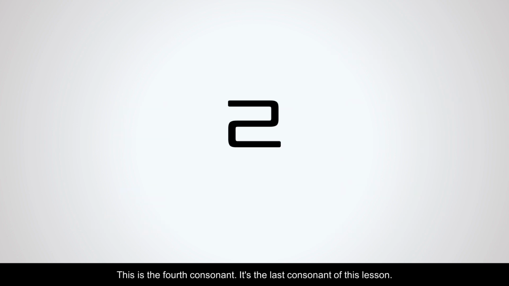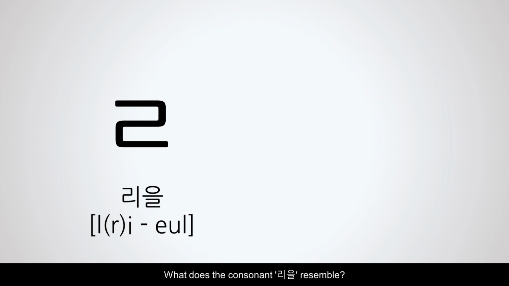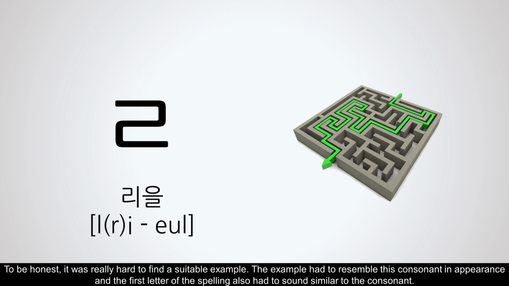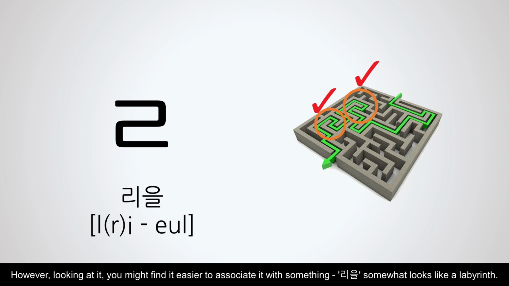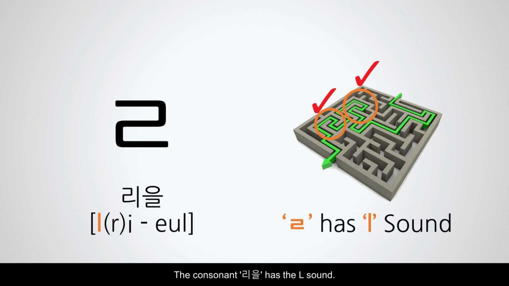This is the fourth consonant. It's the last consonant of this lesson. The name of this consonant is 리을. What does the consonant reul resemble? To be honest, it was really hard to find a suitable example. The example had to resemble this consonant in appearance, and the first letter of the spelling also had to sound similar to the consonant. However, looking at it, you might find it easier to associate it with something. It somewhat looks like a labyrinth. A labyrinth starts with the letter L, right? The consonant reul has the L sound.